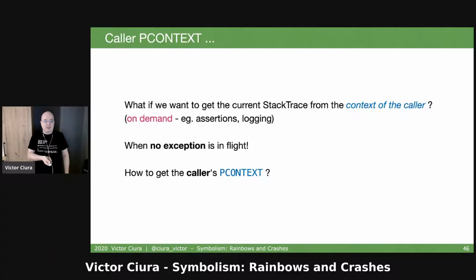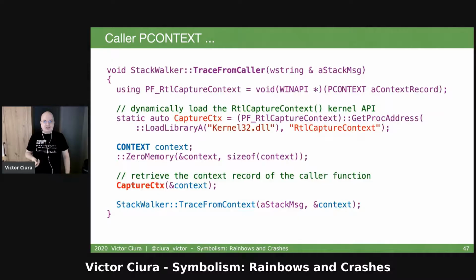How do you get a PContext from the caller function, with no exception? Here there's an API in kernel32 called RtlCaptureContext. Very easy. You dynamically load it. If you're on newer Windows versions, you don't have to bother with the dynamic load; you can invoke it directly. I think there's a signature in the SDK for it, I don't remember, but you can always dynamically load it. You capture the context, and then our old friend trace from context does the heavy lifting and builds the stack trace with all the symbol information.